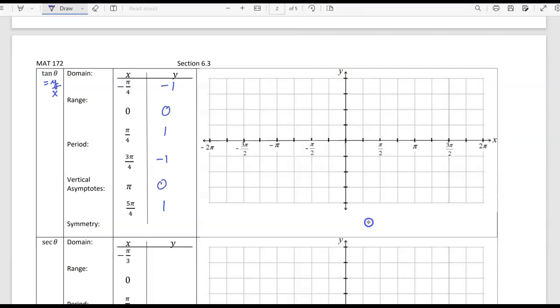So you can kind of start seeing a repeat in these patterns here, right? So that's a hypothesis for now, but let's graph and see what's going on with this. So negative pi over 4 and -1, 0, 0, pi over 4, 1, 3 pi over 4, -1, pi, 0, 5 pi over 4, 1.